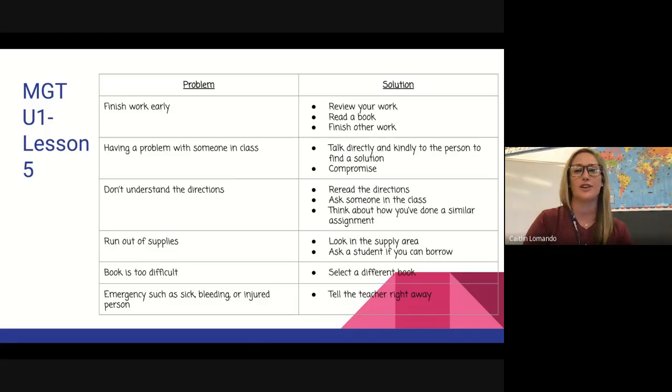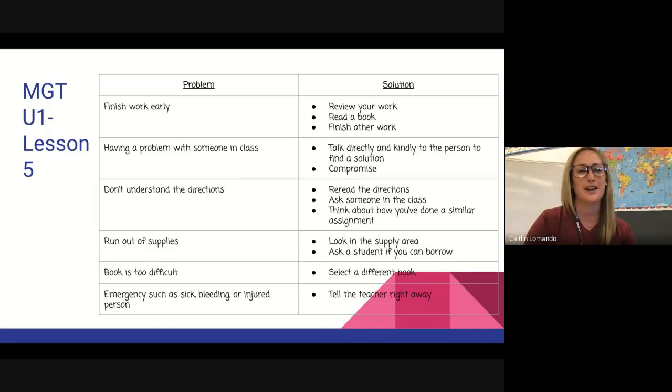Now, here's a big one that you might run into. What if a book is too difficult? Of course, you should select a different book. Reading should be fun, and you should be choosing things that you're excited to read. Sometimes we all pick up books that are too hard for us, and that makes reading really not fun. So if you choose a book that's too hard for you, pick a different one. It's okay to stop a book and say, this just isn't right for me.